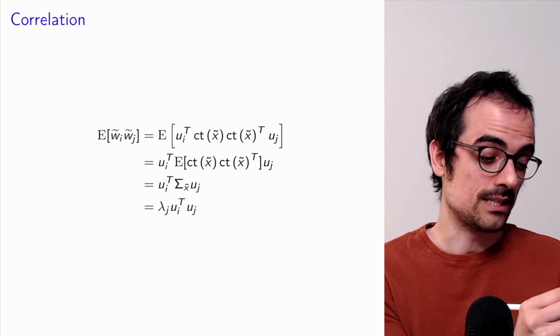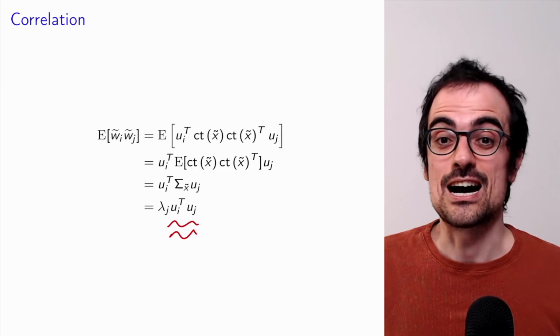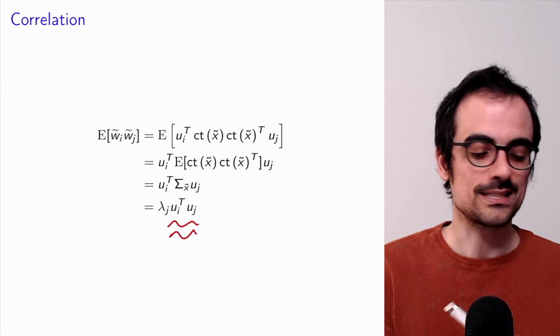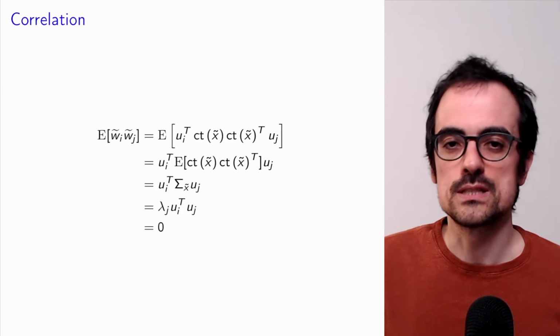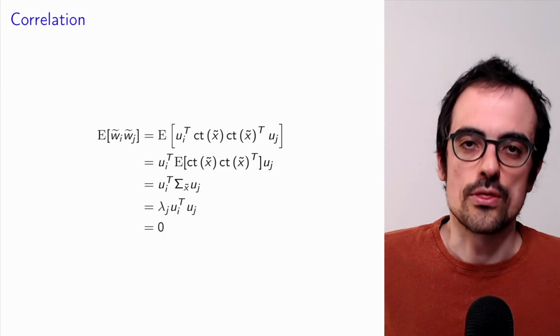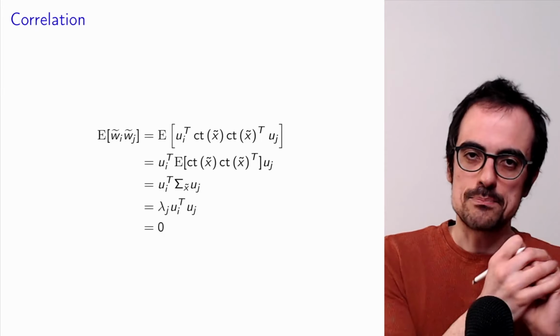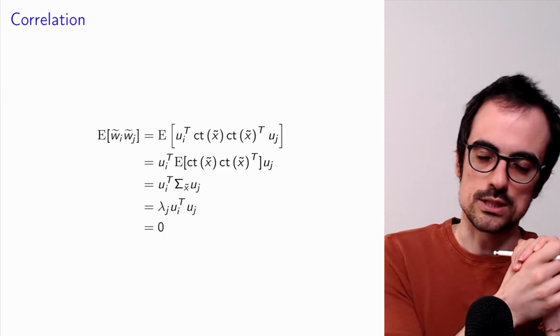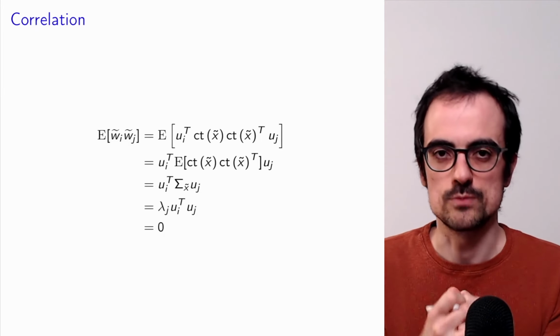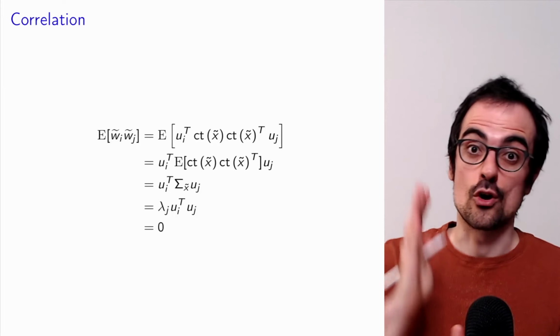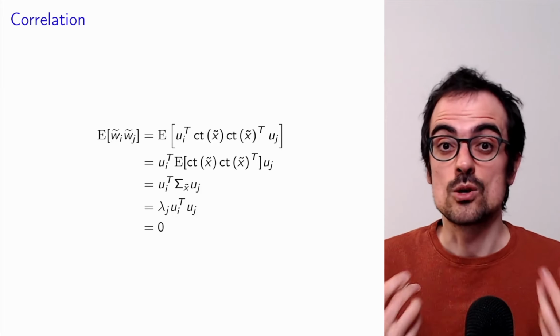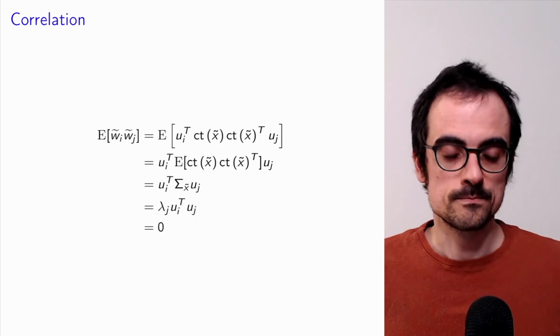And now, by the spectral theorem, these guys are orthogonal. So that inner product is equal to 0. This proves that the principal components are orthogonal. When we apply principal component analysis, we obtain components that capture the most variance. The first component captures the most variance, then the second component captures the most variance, and so on and so forth, along orthogonal directions. And these components are all uncorrelated.